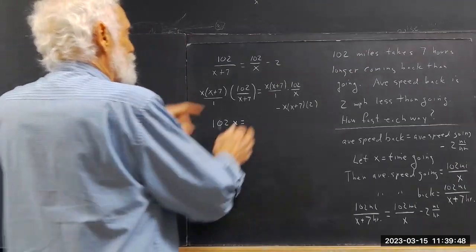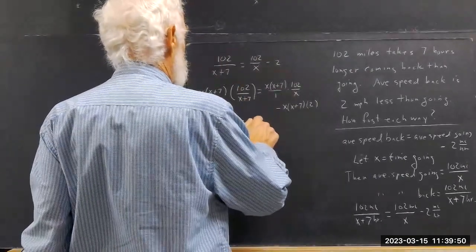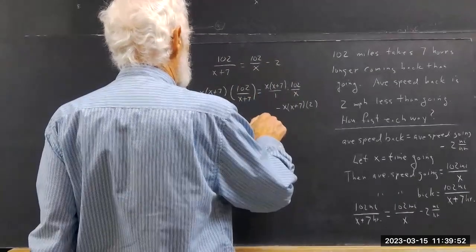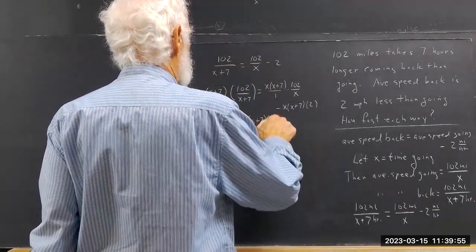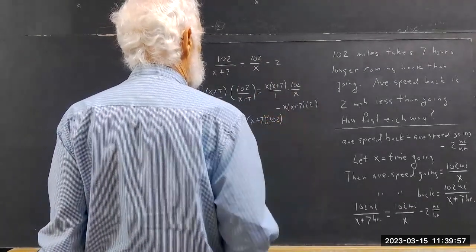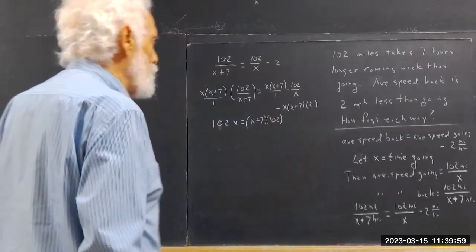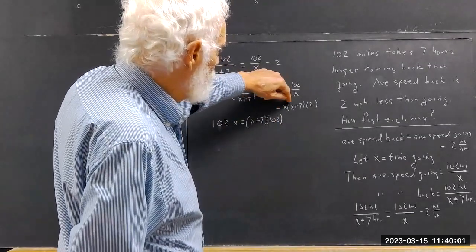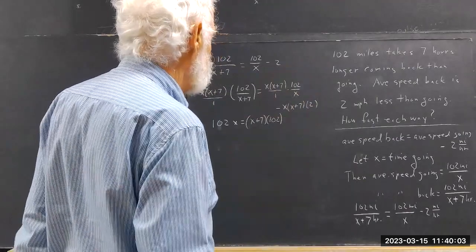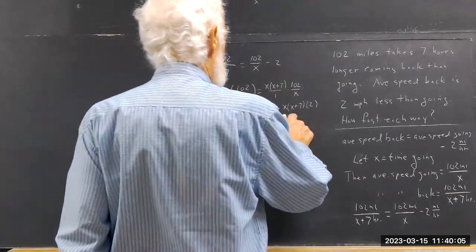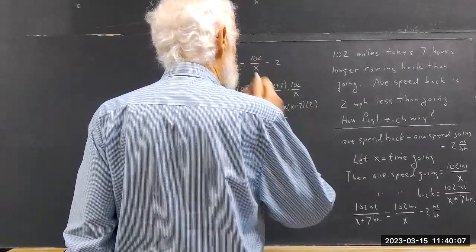Okay, let's do that. We can do something similar over here, and we end up with x plus 7 times 102. Now here we have x times x plus 7 times 2. If we multiply that out, I'll do it in 2 steps.